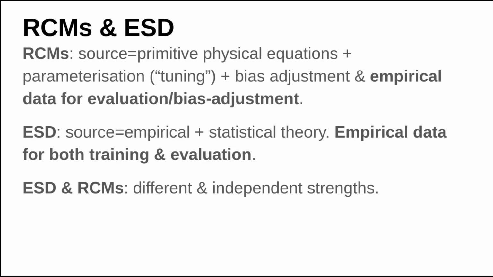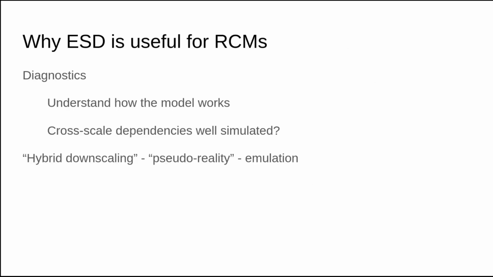And also, the empirical statistical downscaling and the regional climate models have different strengths and weaknesses, which are independent of each other. One thing that I usually encounter is that when I talk to people who run regional climate models, they're not really interested in ESD, which is a shame because ESD is really useful for regional climate modeling, both in terms of diagnostics to understand how the models work, and also to study how the models simulate cross-scale dependencies.